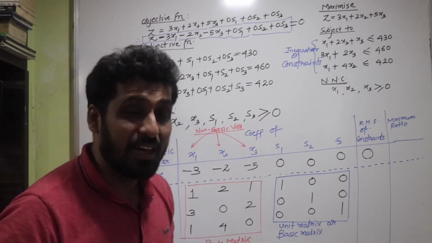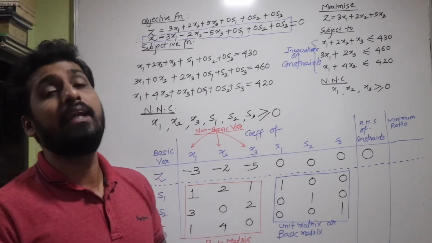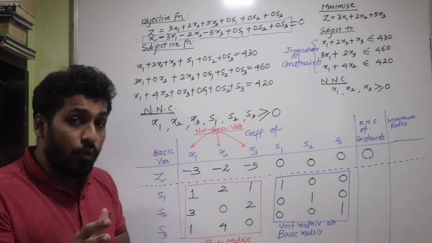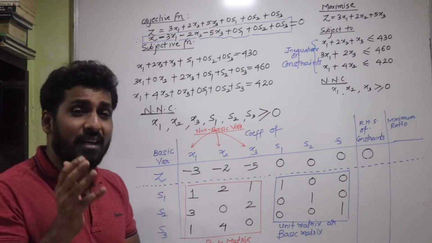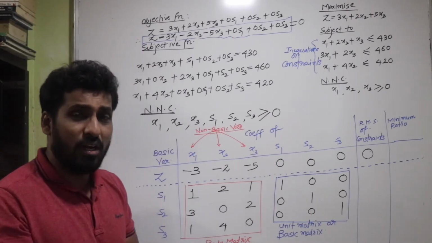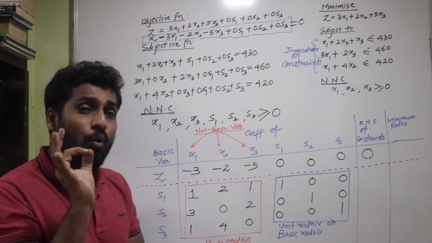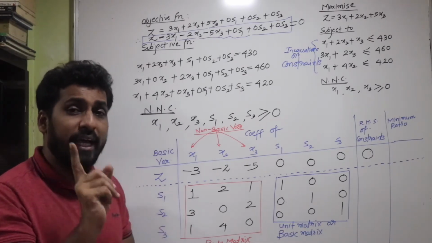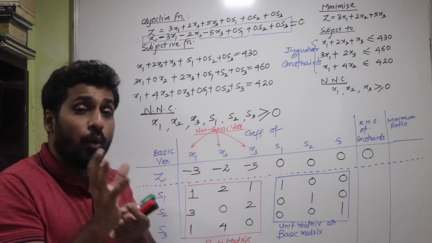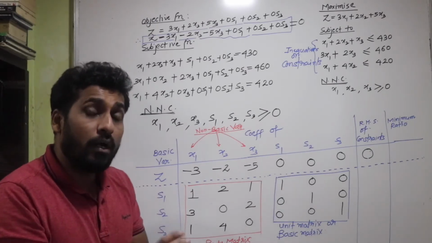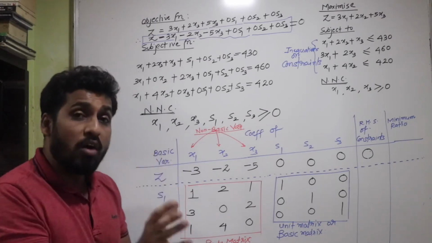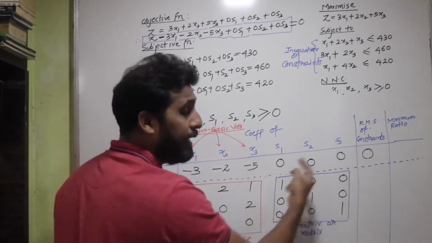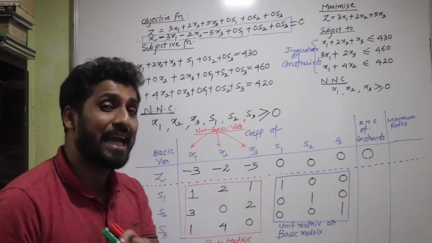Now, what's an incoming vector? How do I select my incoming vector? The incoming vector, or the incoming variable, is that variable which will have the most negative number in the row of Z. The most negative number in the row of Z. So this is the row of Z, isn't it? Who is the most negative number here?